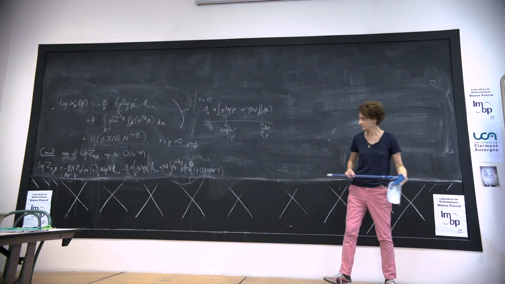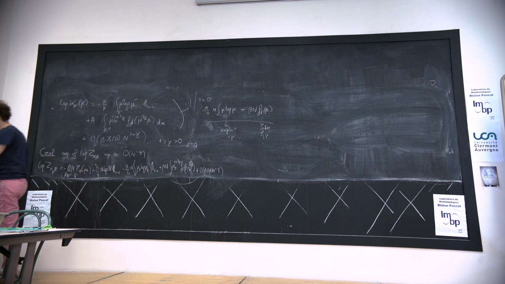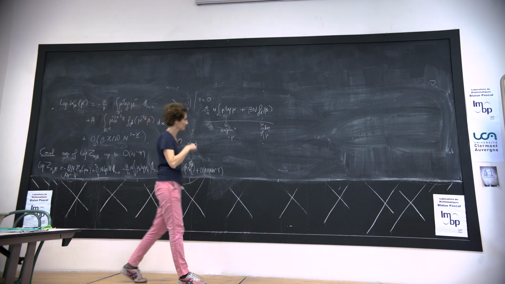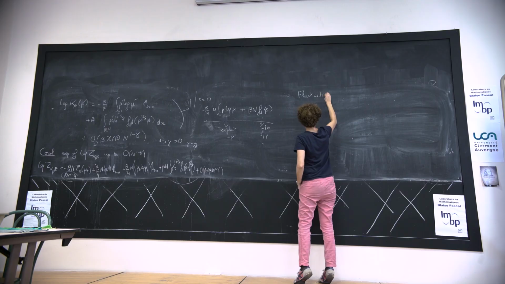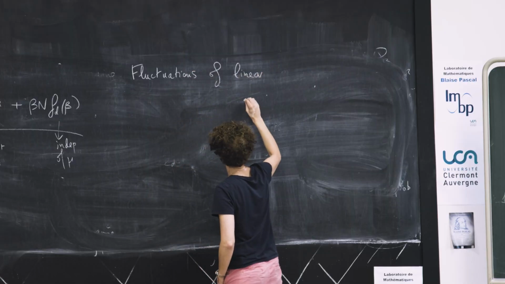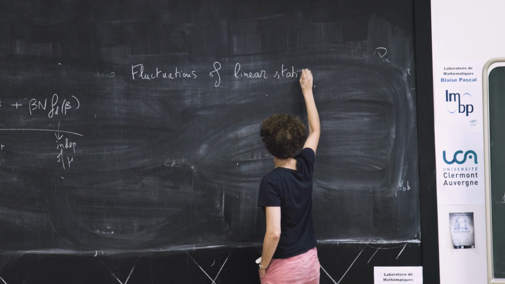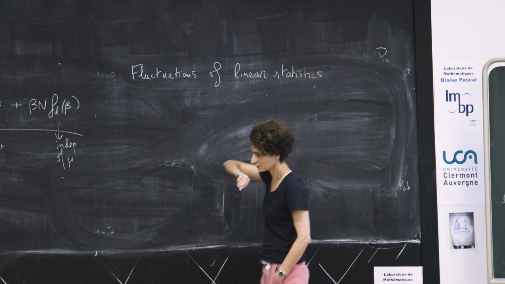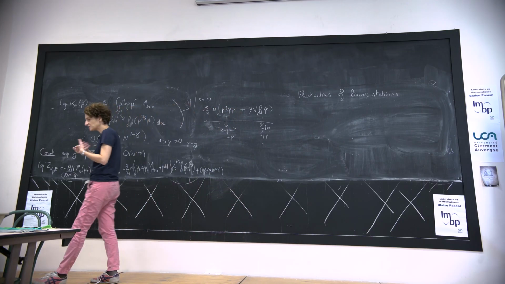OK, so that finishes a chapter. And now I want to turn to another question that I mentioned at the beginning, which is the question of fluctuations of linear statistics. Okay, so this is going to be another way of measuring somehow the rigidity of the Coulomb gas.